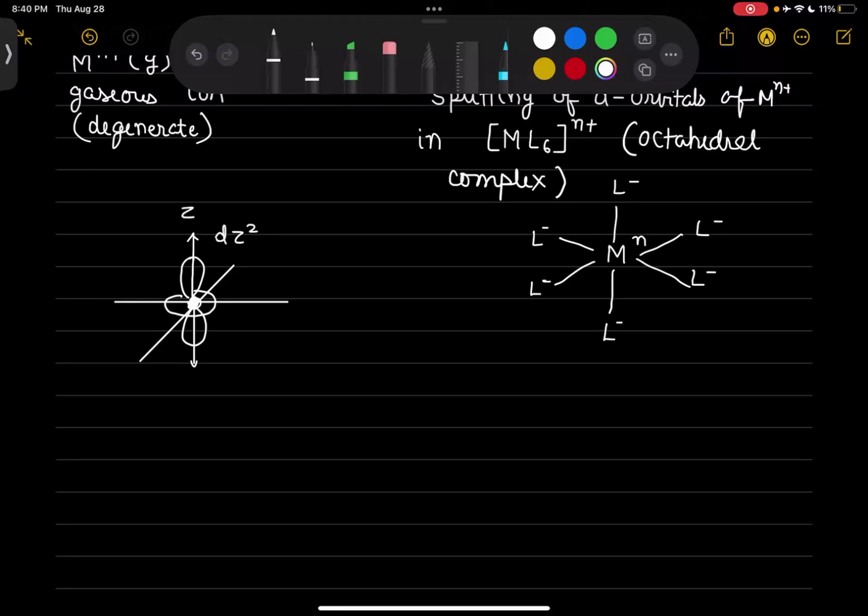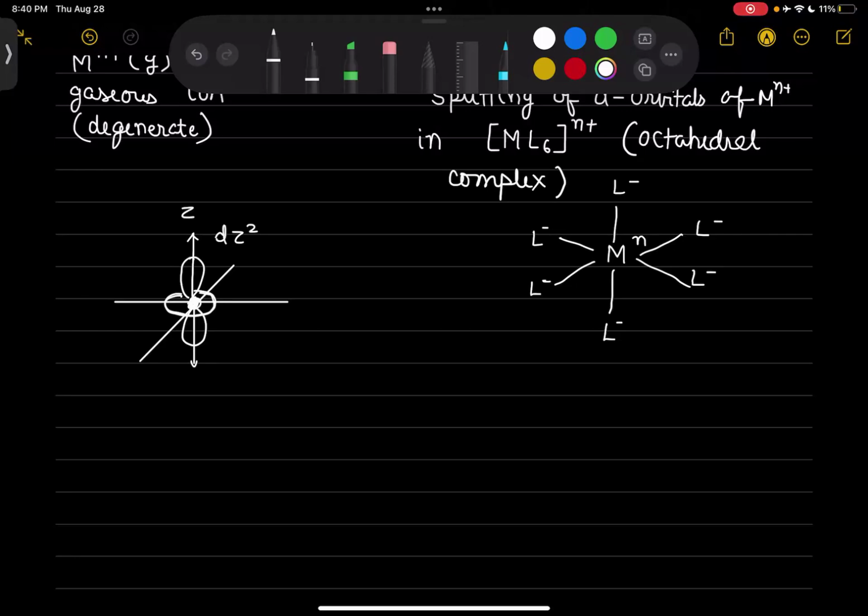It is along the z-axis. That's why it is called that. This is the electron cloud actually. It looks like part of it looks like a p orbital, and there is a circular electron density present around it. Okay, this is the electron cloud.